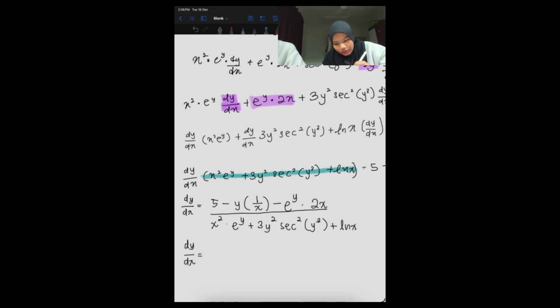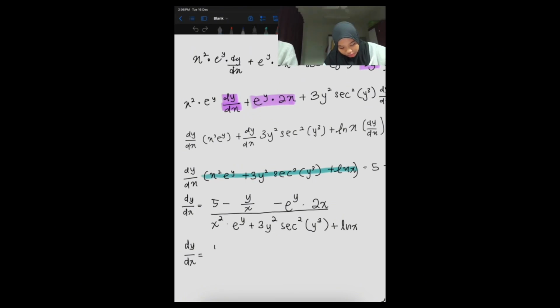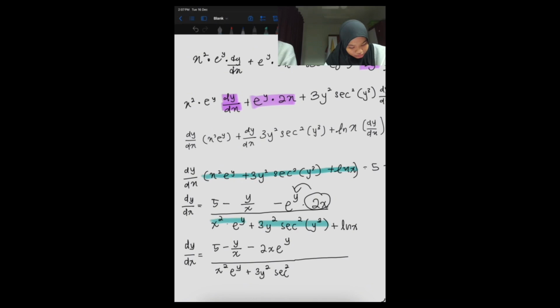we can simplify it. So it will be (5 − y)/x, and then minus, so if we multiply with e^y, it will be minus 2x e^y, over, you multiply it and it will be x² e^y plus, and then this part you just write it back, 3y² sec²(y³ + ln x). That's all.